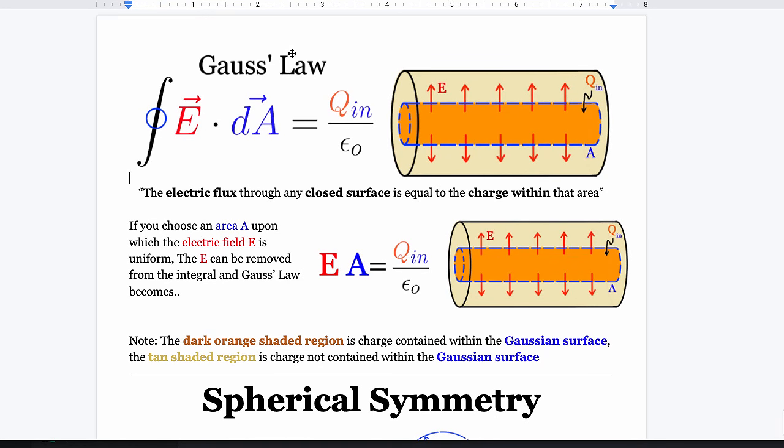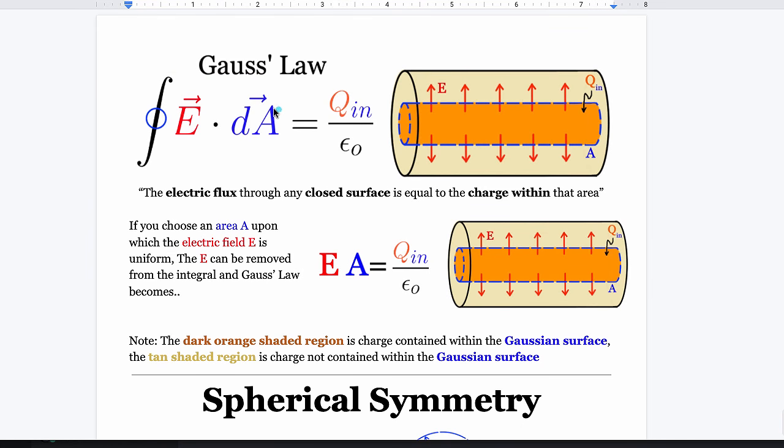Okay, so I'm going to review Gauss's law, basically all of Gauss's law, like every example you might see. So first of all, Gauss's law is the statement that the electric flux, this right here on the left-hand side, the electric flux through any closed surface, that's what the circle's all about, is equal to the charge inside that closed surface divided by epsilon naught.